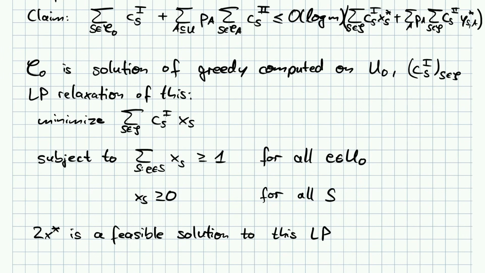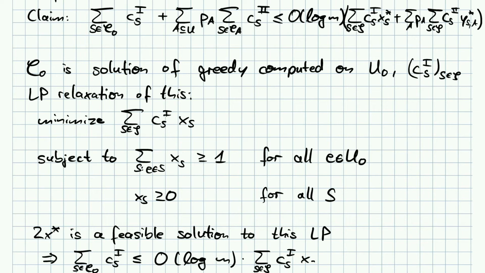And this means that what our algorithm, or greedy algorithm, is computing here will be at most an O of log m factor more expensive than the optimal LP solution to this. But the optimal LP solution to this LP will definitely be only cheaper than if we plug in here 2 times x star, which is a feasible solution to this LP. Good, so this already bounds this first part by, in fact, this time, this part here.